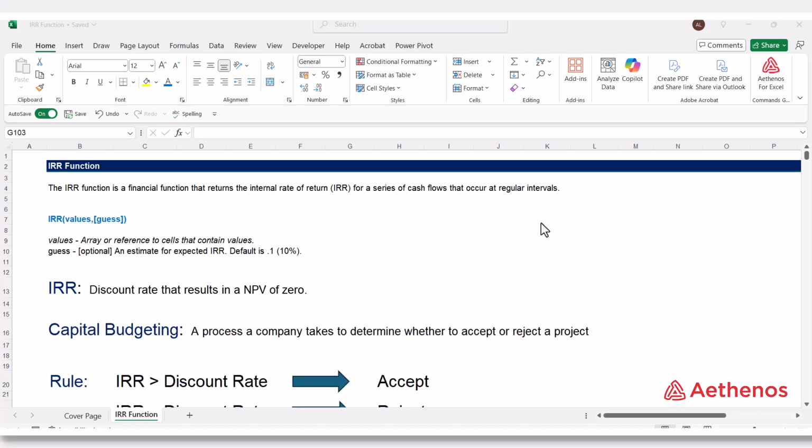Excel's IRR function basically returns the internal rate of return of a series of cash flows that occur at regular intervals. The function syntax is IRR, then we give the values or the cash flows, and there's an optional argument, guesstimate, where we can give an estimate for the expected IRR. The default value is 0.1 or 10%, because the IRR calculation is based on an iterative process where it tries different values until it gets the correct IRR. We can help the function by using a guesstimate.